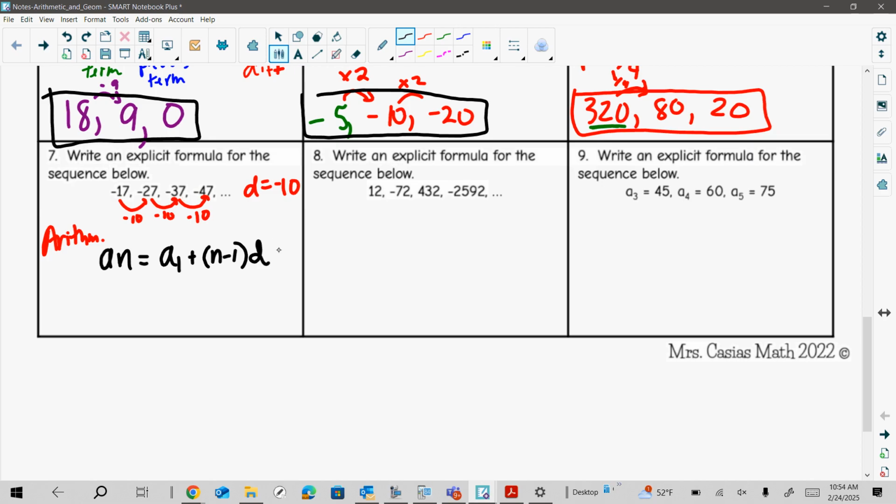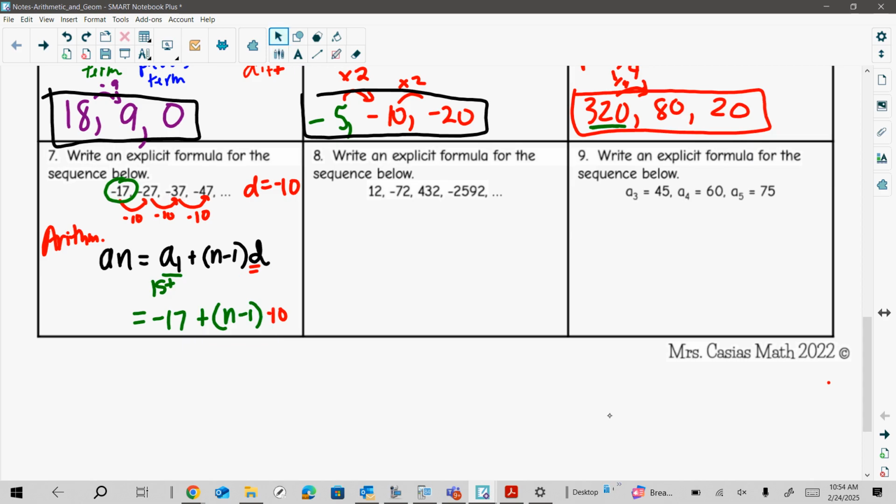Okay, so we're just going to plug in the parts to simplify the formula. We know a sub 1 represents the first term. What number is our first term? Negative 17. So I'm going to write negative 17 plus my n minus 1. And what is our d? Negative 10. All right, so please fix that part.